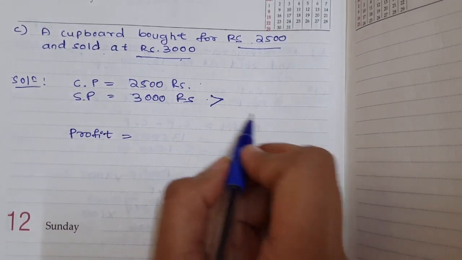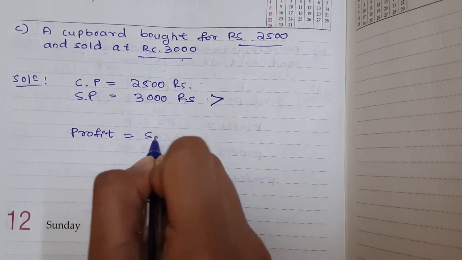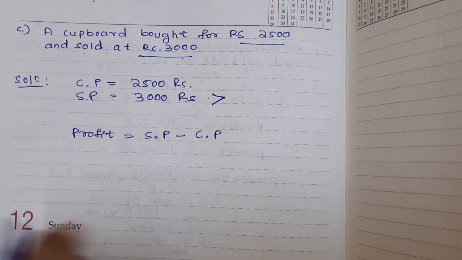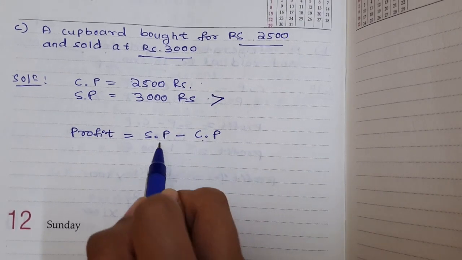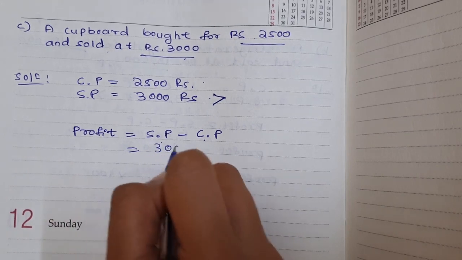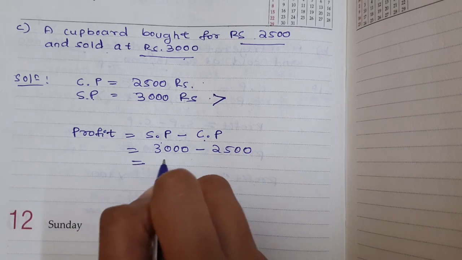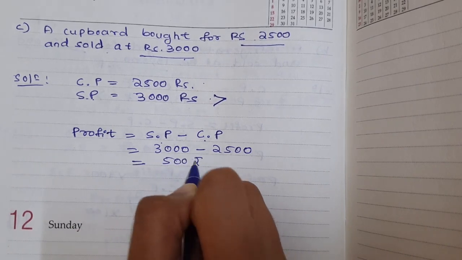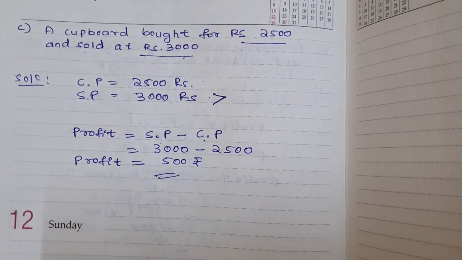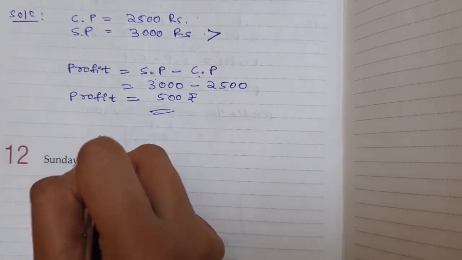Profit is equal to, what is the formula? Selling price is greater, so write selling price minus cost price. Subtract cost price from the selling price. Now substitute 3,000 minus 2,500. So this will be 500 rupees. The profit amount is equal to 500 rupees. But we have to find the profit percentage as well.